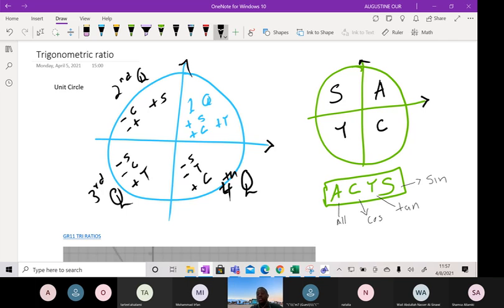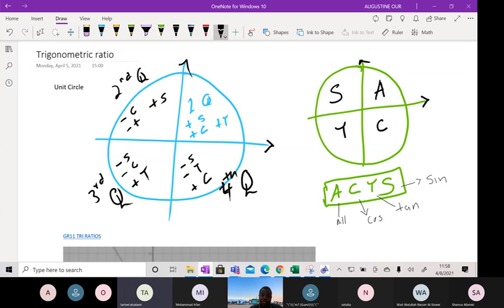So this is a main point for today. You have to know what is positive where. In the first quadrant, everything is positive. Are we together? In the fourth quadrant, only cos is positive, okay? In the third quadrant, tan. In the second quadrant, sin. Is that okay? I hope you are okay up to there. Any question?